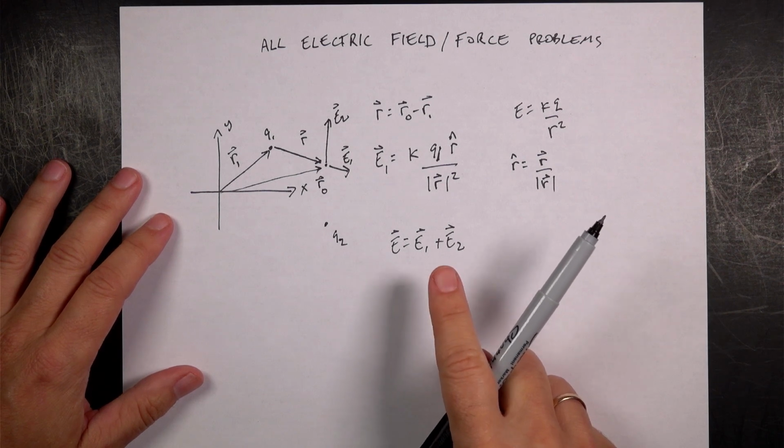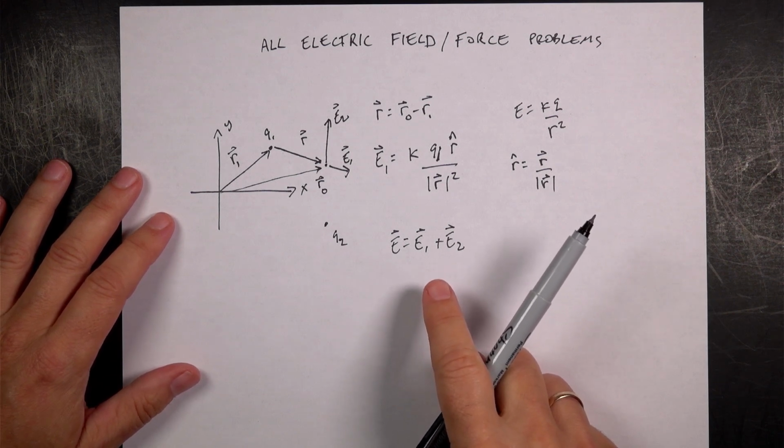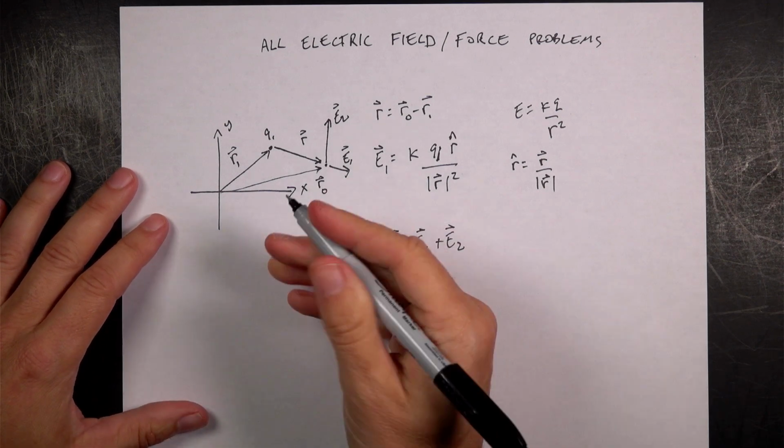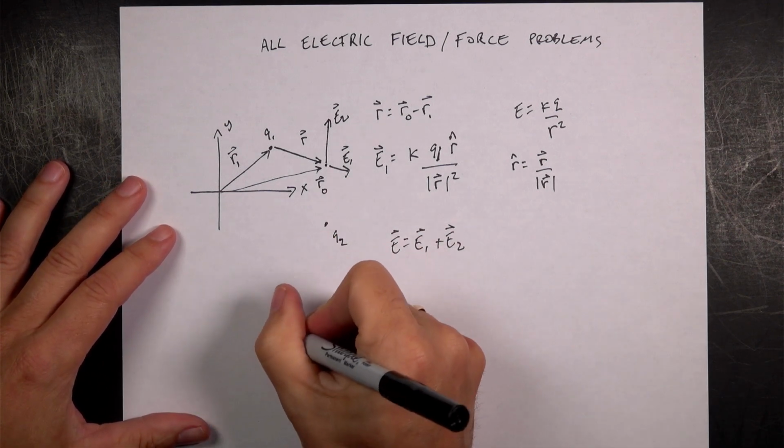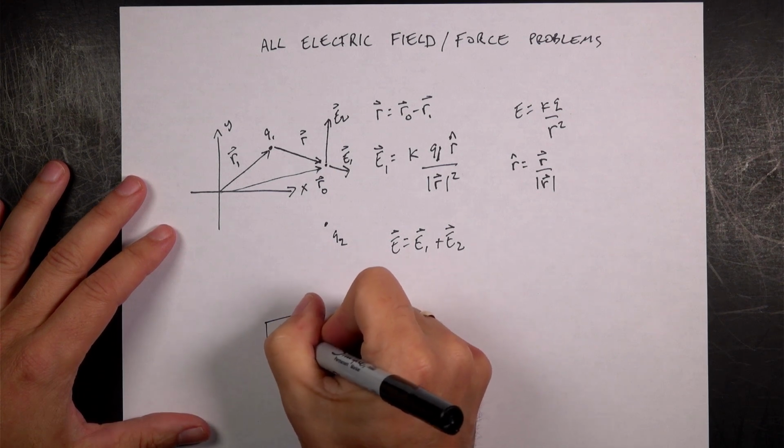So what we're going to do is build a function in Python that calculates the electric field. It's going to be a box, right? We'll call it the E function.